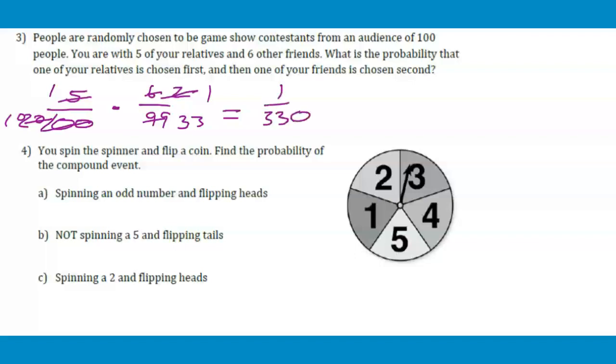That is your probability, 1 out of 330. 10 times 33. All right, let's look at number 4.